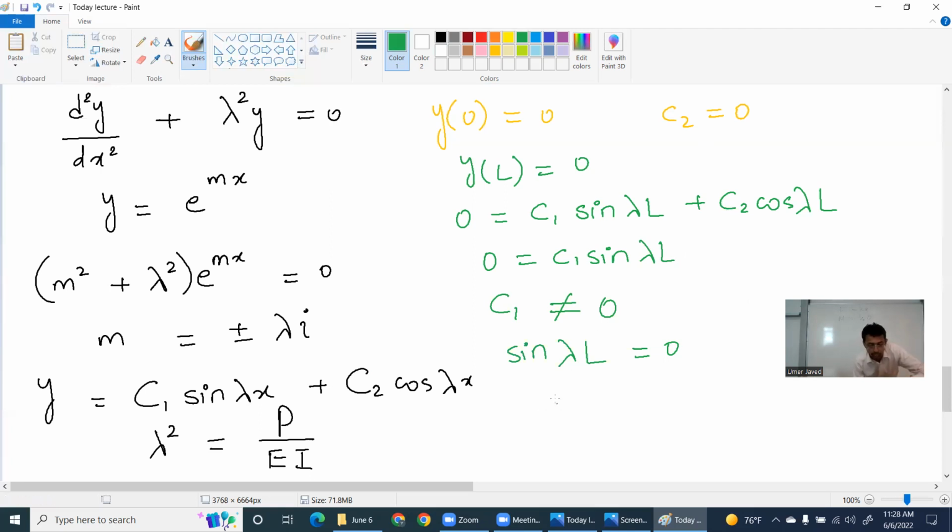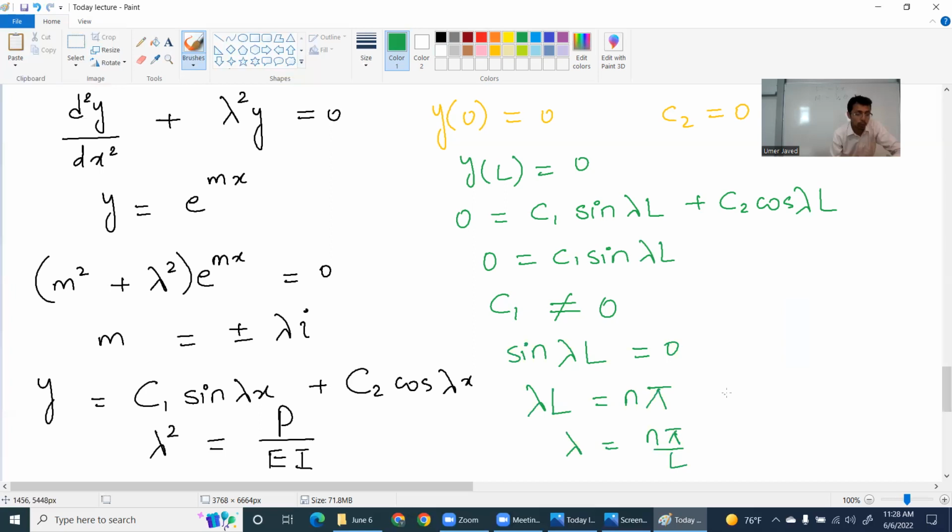So any student who can tell me what is the value of lambda then? Sine inverse 0. So what is sine inverse 0? 0 and pi, right? So I will get n pi, correct? So lambda will be n pi by L. So what will be lambda square? It will be n square pi square over L square.